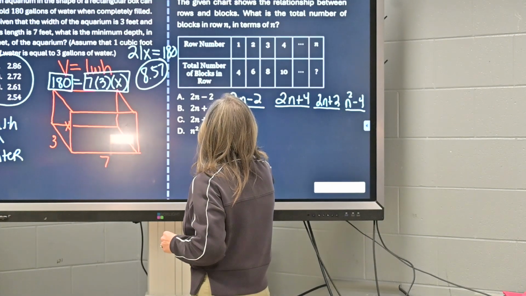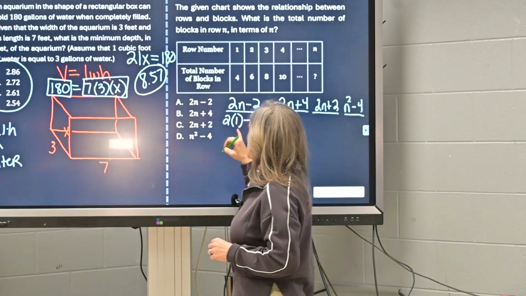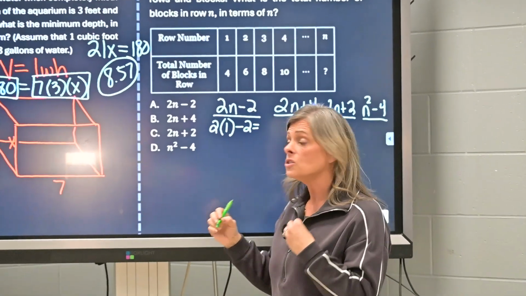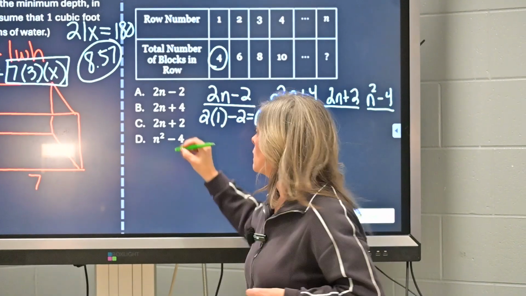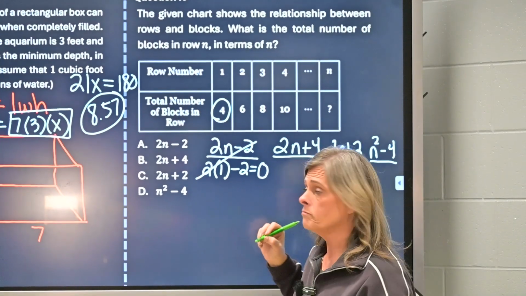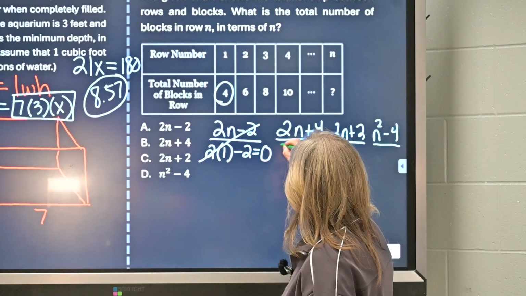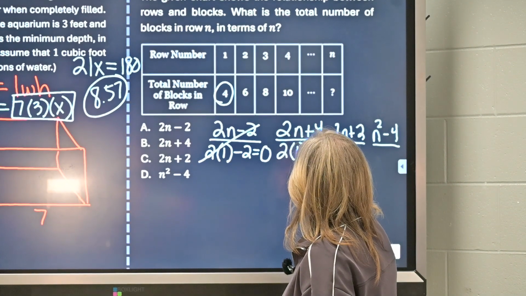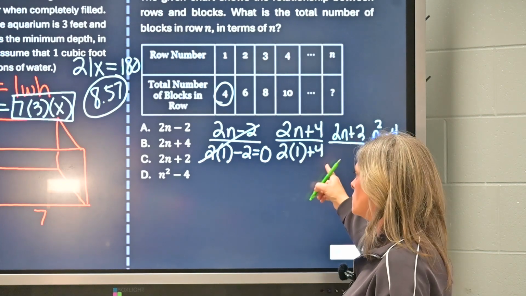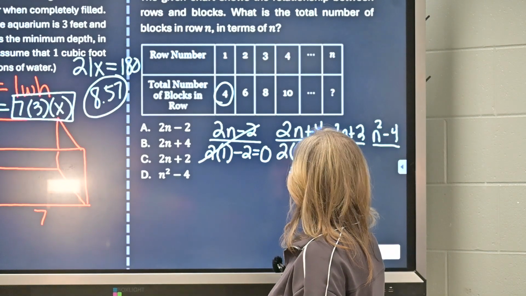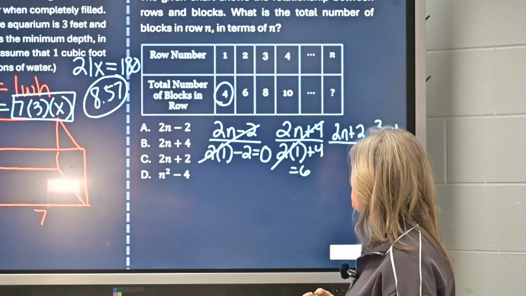So 2 times 1 minus 2. So 2 times 1 is 2, minus 2 is 0. Well, it tells me I'm looking for 4. That is not my answer, okay? Let's go on to the next one. So we do the same thing, just inputting a 1. Okay, so 2 times 1 is 2, plus 4, that's 6. We know it needs to be 4, so that is not our right answer, okay?